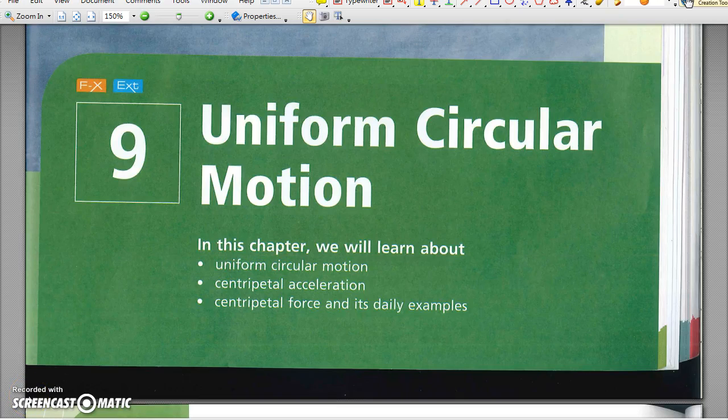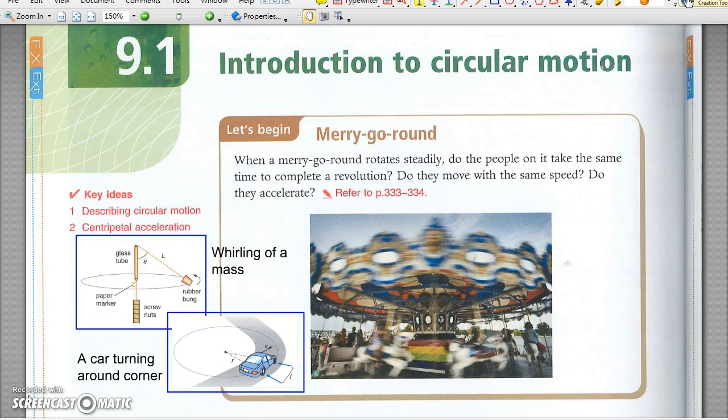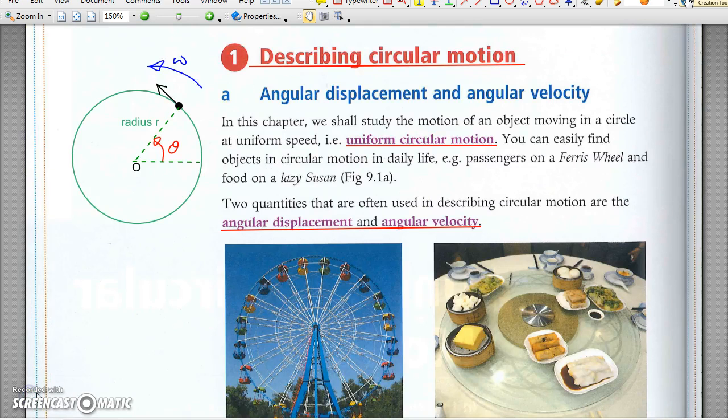Chapter 9 Uniform Circular Motion. 9.1 Introduction to Circular Motion. So far, you know how to handle linear motion and projectile motion. Circular motion is one that includes cars turning around corners and whirling of a mass at the end of a string, etc. 1. Describing circular motion.